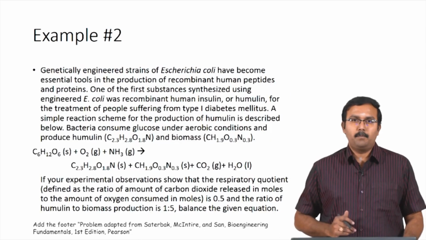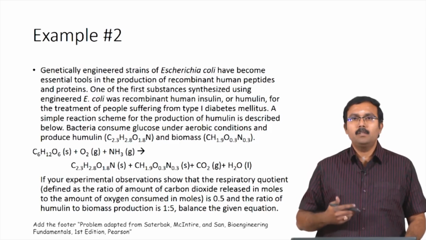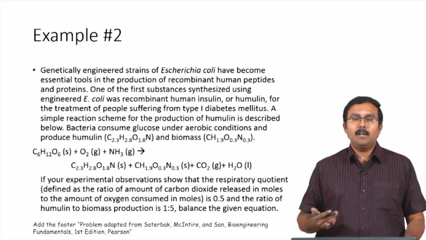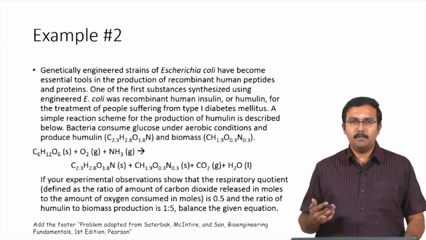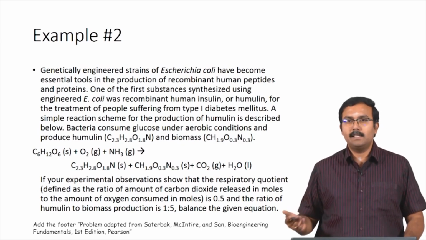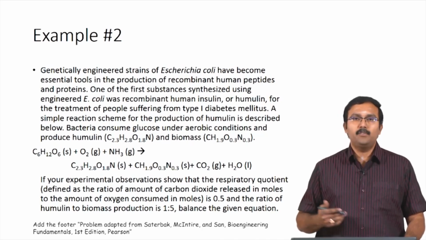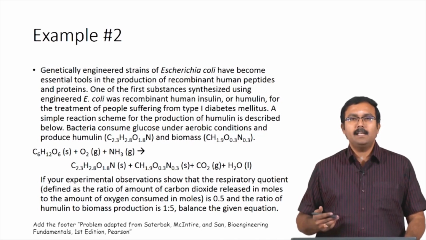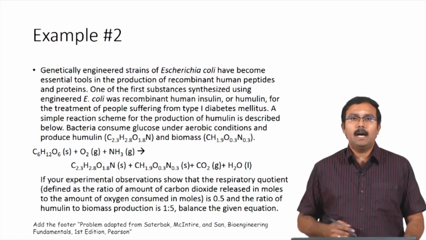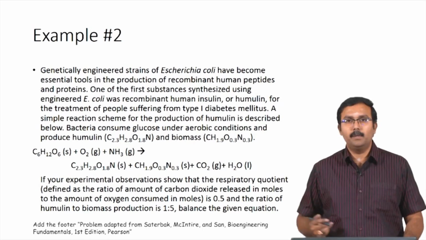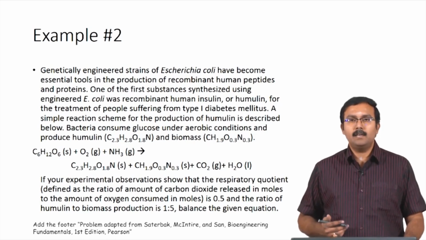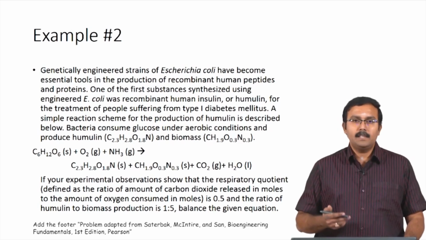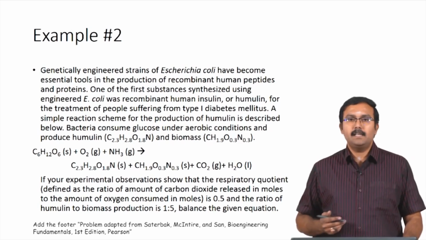Here is another example problem. When I was talking about the stoichiometry, one of the terminologies I used was a balanced equation. All of us have used balanced equations. We know what balancing an equation is. Usually for chemical reactions, balancing an equation is reasonably simple. However, for biochemical reactions, it might not be that simple and straightforward. To illustrate this and to understand how to perform stoichiometric balancing, we will look at this example problem. Genetically engineered strains of E.